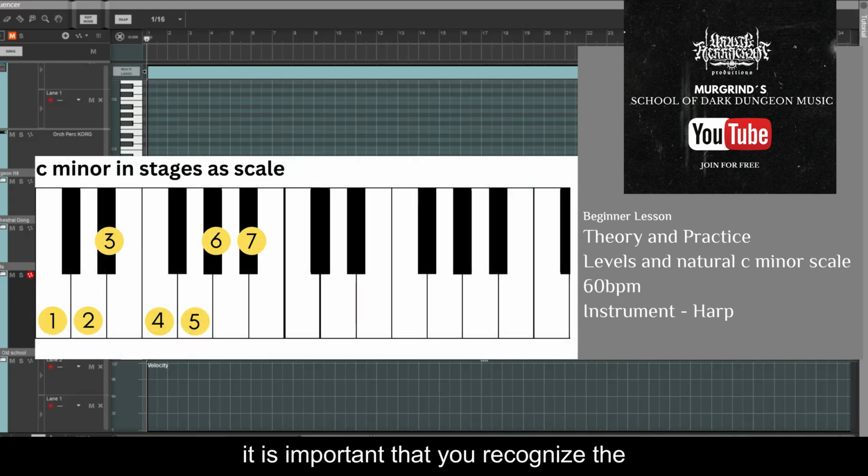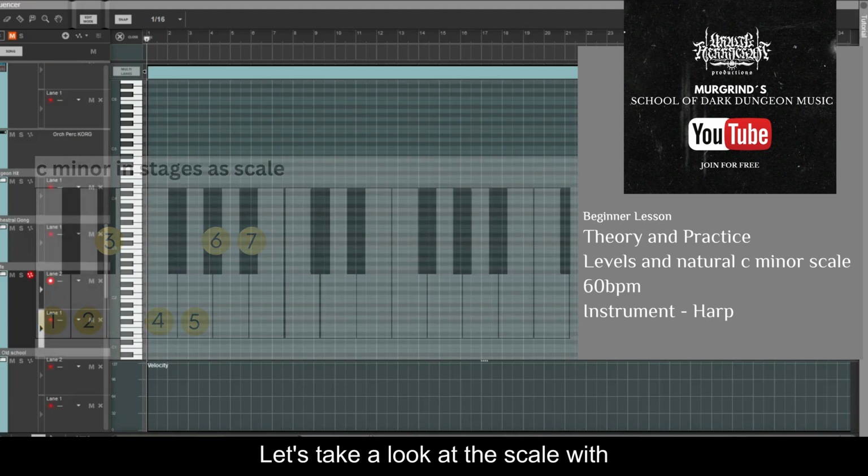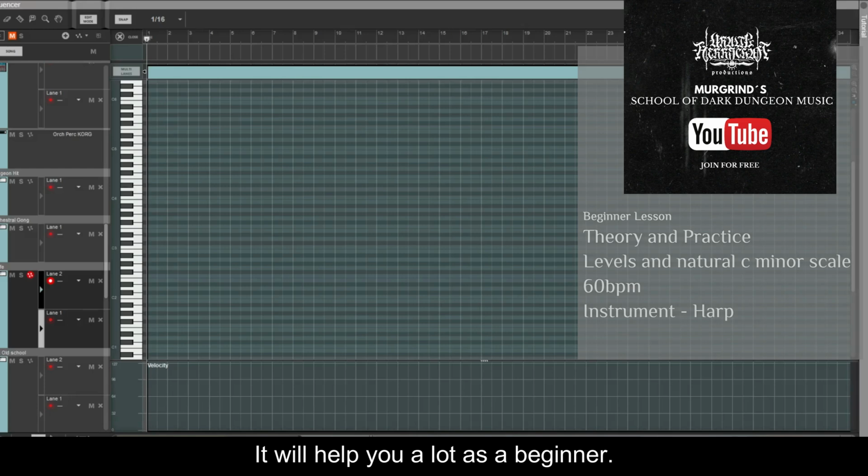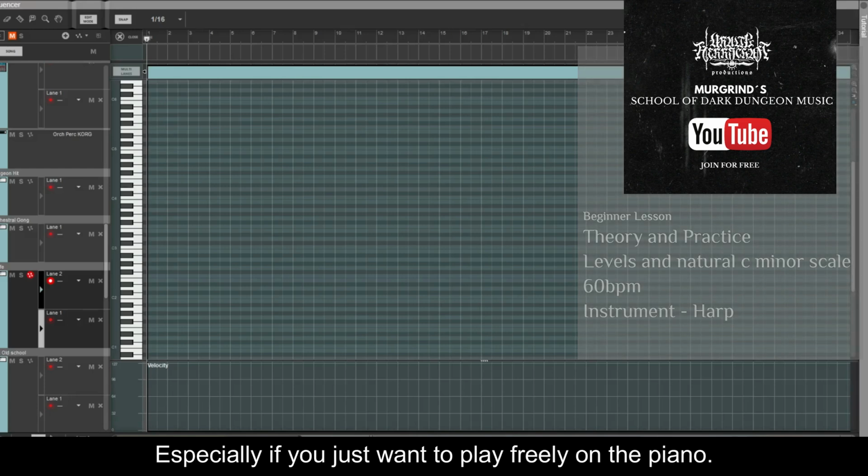First of all, it is important that you recognize the scale pattern and the corresponding stages. All minor and major scales have 7 stages. Easy to remember. Let's take a look at the scale with finger position. I advise you to work through this video carefully. It will help you a lot as a beginner, especially if you just want to play freely on the piano.